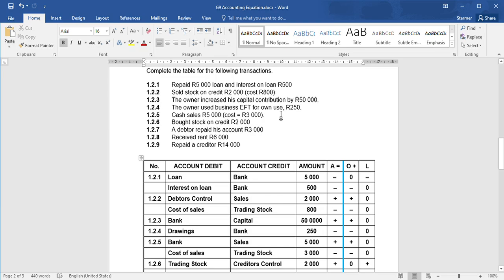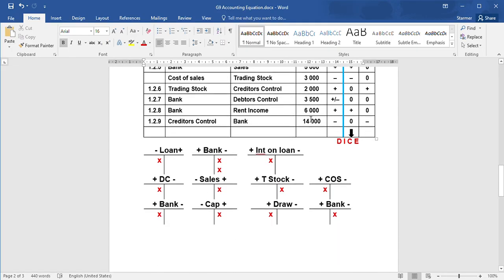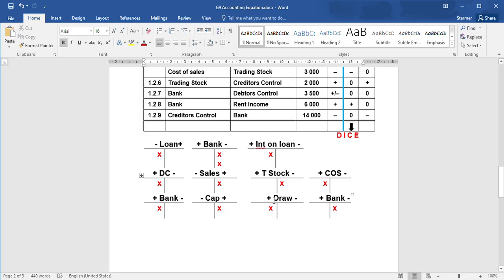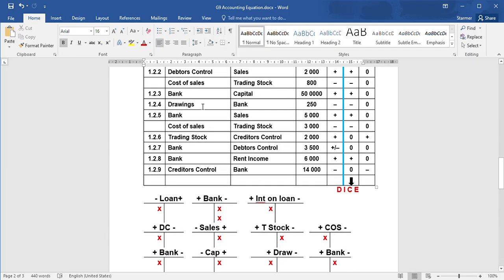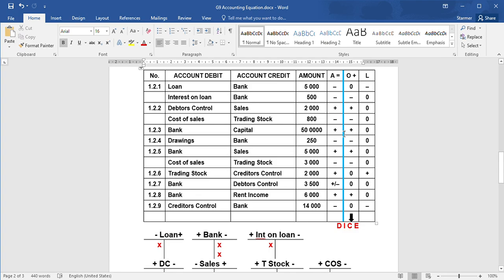The owner used a business EFT for own use. What two accounts change? It's going to be drawings and bank. Drawings is plus minus, bank is also plus minus. Money is coming out of the bank, so you credit it, and drawings has increased. Which account has the X on the debit side? It's drawings, and the account with the X on the credit side is bank. Bank is an asset which is going down, minus under A, and drawings decreases owner's equity.